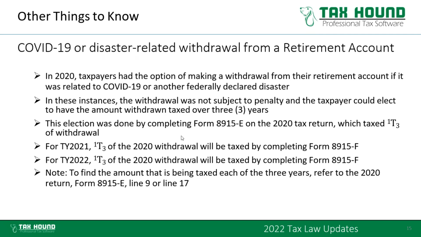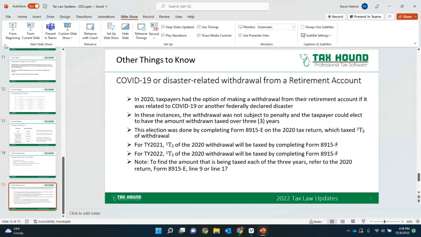So the IRS allowed them to split the payment into 3 sections so that they wouldn't have to pay all the taxes in 1 year. They could pay the taxes over 3 years. And we are now in the third year of that. So if you run across that 8915F, it's going to be exactly the same as it was last year. You're going to take the amount from line 9 or line 17 of the 8915E, and you're going to report it to the 8915F, just like we did this year. So that's kind of the updates in our tax law that we've got going on.